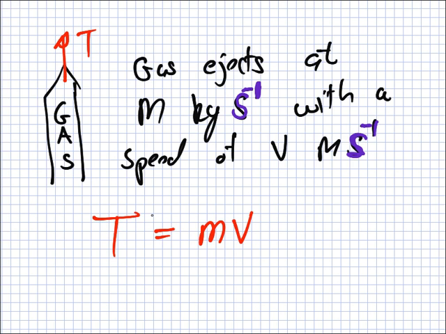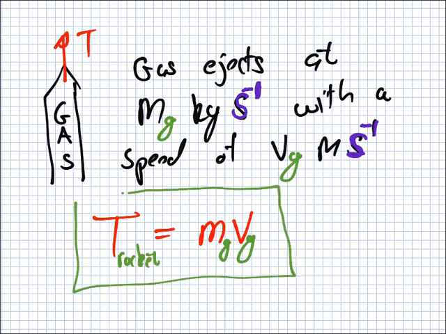If you don't want to get confused, what you could do is put a little g here, for the mass of the gas and the velocity of the gas. So you can write little g's here if you want. And this is the thrust of the rocket. So I think it'd be good if you write this down from this screen.